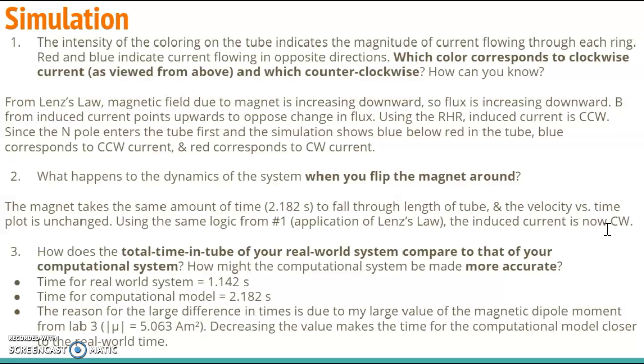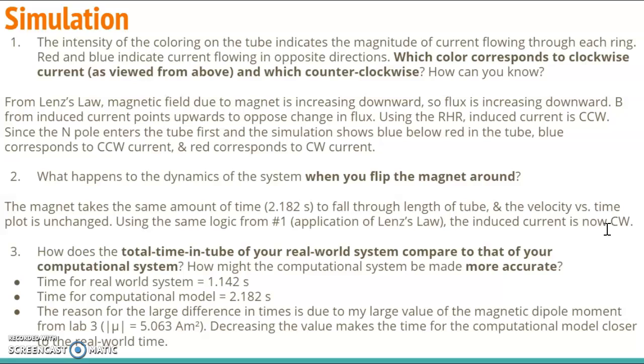And when you flip the magnet around, the magnet takes the same amount of time to fall through the tube, and the velocity versus time plot is unchanged. Using the same logic from number 1, which is the application of Lenz's law, the induced current is now clockwise.